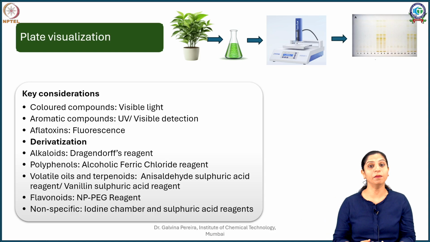But imagine if the compound is not colored, something like your paracetamol, aspirin, or take for example alkaloids like your quinine, they are not colored. So when I run the plate it will be entirely white. I don't see any color on them. So in that case I need to have what is called derivatization. So either I do a detection using UV-vis or I do a derivatization.